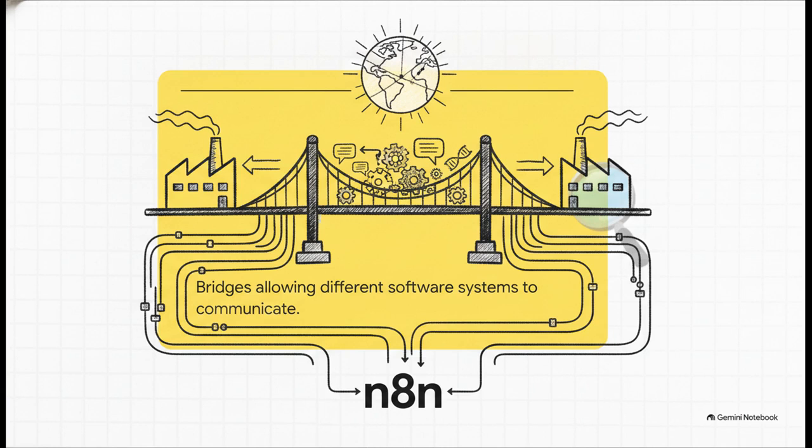Now, what happens when a native node doesn't exist for a specific tool you use? That's where APIs come in as your universal translators. By utilizing n8n's HTTP request node, your workflow can reach out and authenticate with virtually any piece of software on the internet. It acts as a universal bridge, and honestly, it is an absolute game changer for connectivity.